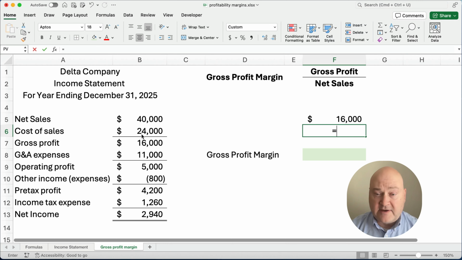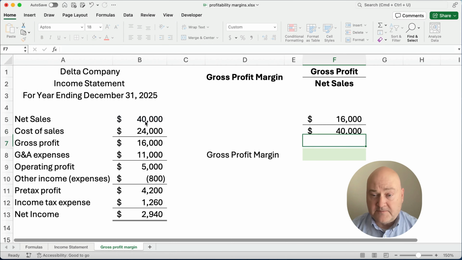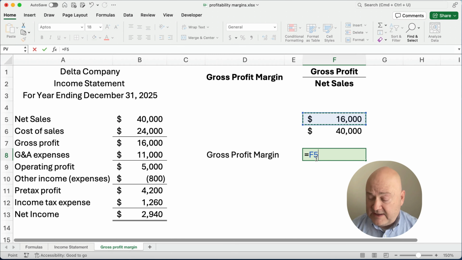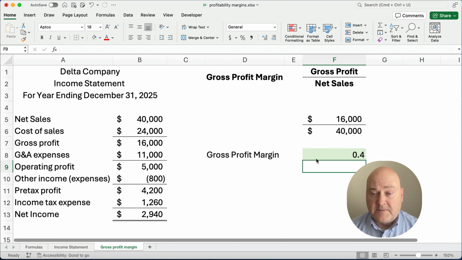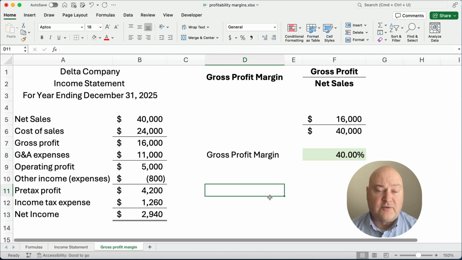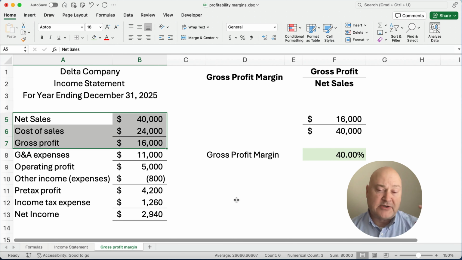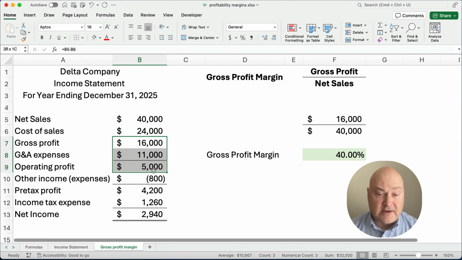So $16,000 divided by the $40,000, and we come up with a percentage. The percentage is 16 divided by 40, and it's right at 40%. So that is our gross profit margin. The first calculation of profitability is we want to make sure we have a gross profit margin. Typically, you want that to be at least 30%, so you can make a profit all the way down. If you don't make a gross profit, you can't make a net profit down here, or a net income.